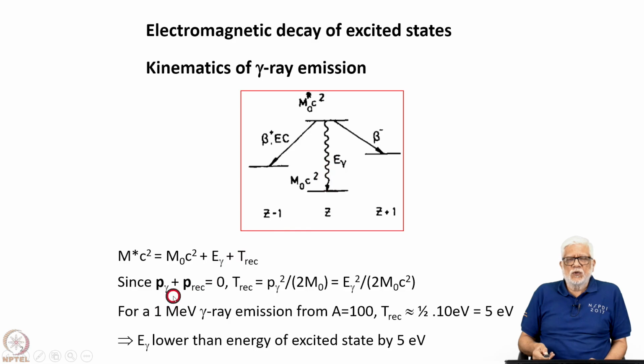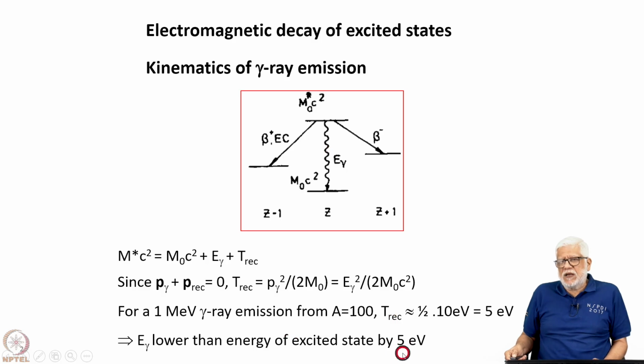Now, since you can always go to the rest frame of the emitter, the two momenta have to cancel out. So, the photon momentum and the recoil momentum, the vector sum has to be 0. So, you can calculate the recoil energy: P gamma squared by 2 m0, and that turns out to be E gamma squared by 2 mc squared. If you take an energy like 1 MeV and a nucleus with A equal to 100, then this recoil energy amounts to about 5 electron volts. So, the E gamma is actually 1 MeV minus 5 electron volts.